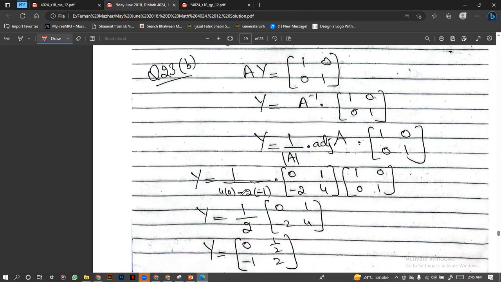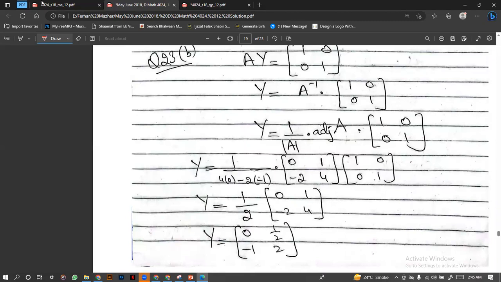Okay, so it will be 1 by 2 times this matrix multiplied with the identity matrix. You don't have to multiply. It's automatic that when a matrix is multiplied with an identity matrix, the answer will be the same matrix. So you don't need to multiply them. So this is 0, 1, minus 2, 4. Divide every member by 2, and you get 0, 1 by 2, minus 1, and 2. Okay, so this is how this is done.